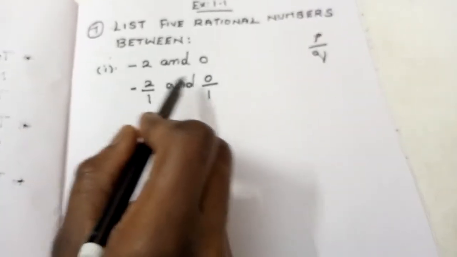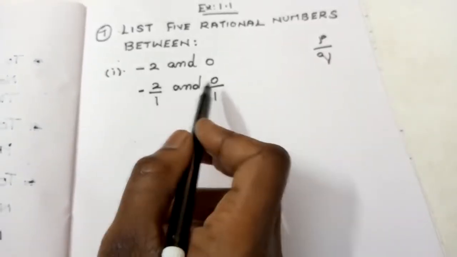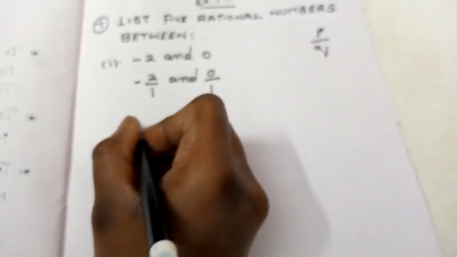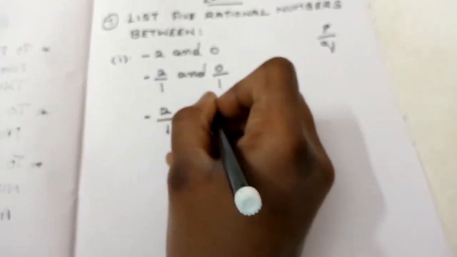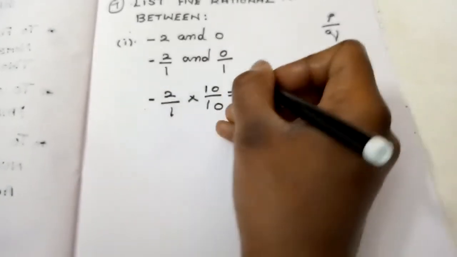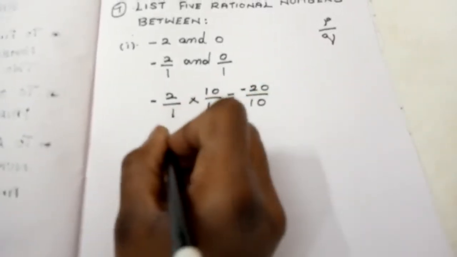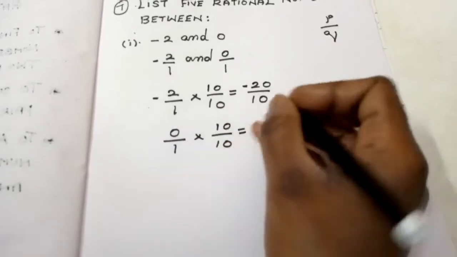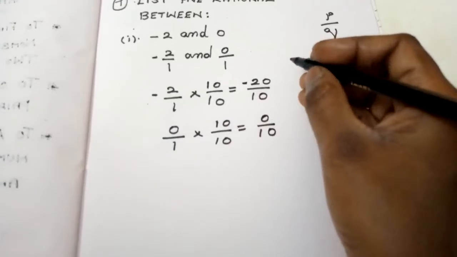In between these two numbers, I want to find 5 rational numbers. This is not possible to find 5 rational numbers like this. So what I am going to do is, I am going to take the number here, -2 by 1. I am going to divide and multiply by 10. So what is the answer I am going to get here? -2 into 10, -20 divided by 10. Similarly, 0 divided by 1, divide and multiply by 10, students. What is the answer you are going to get? 0 by 10. So you are going to get two rational numbers here.